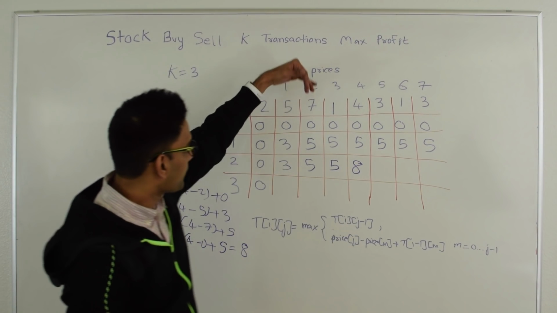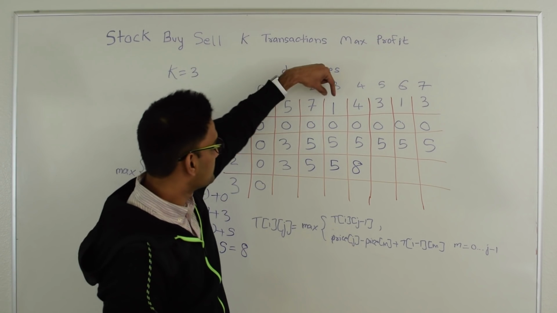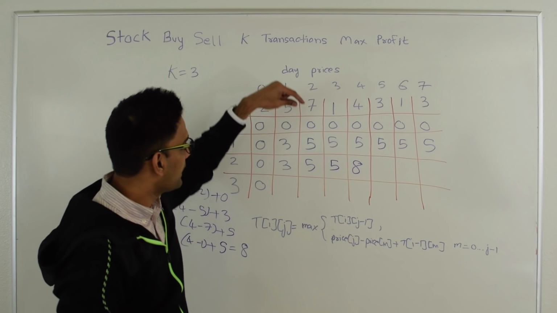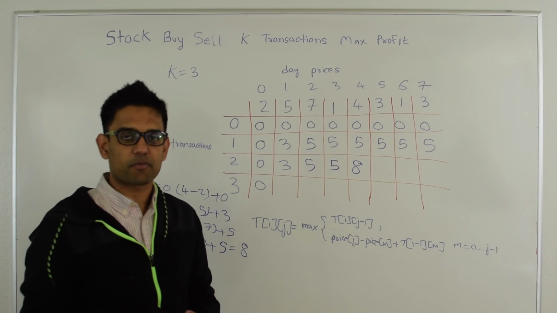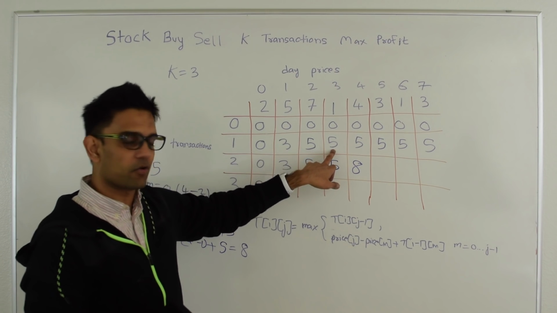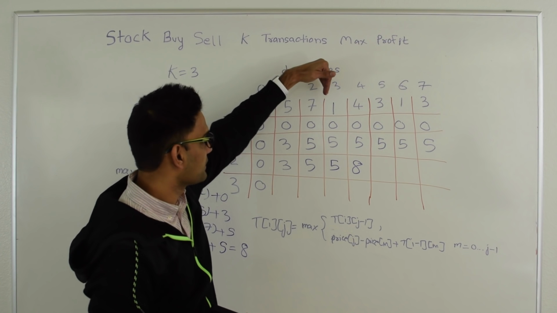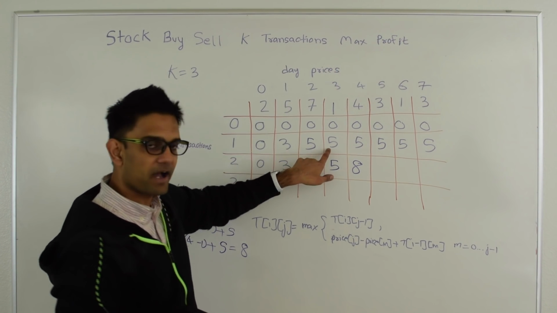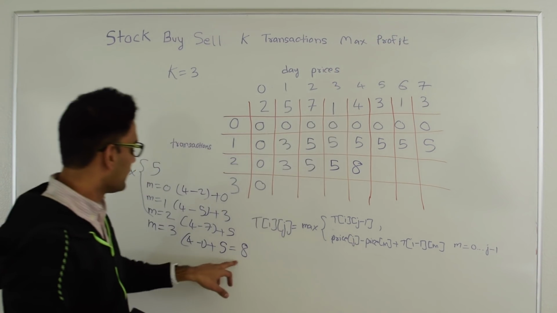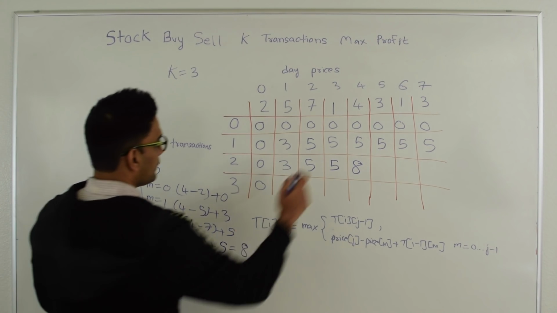Again, the way we got this 8 was, we buy at price 1 and sell at price 4, so that gives us a total profit of 3. And with one less transaction, we already know we can make a profit of 5 till day 3, till the price 1. So that value 5 plus this profit 3 is total 8, total profit of 8.